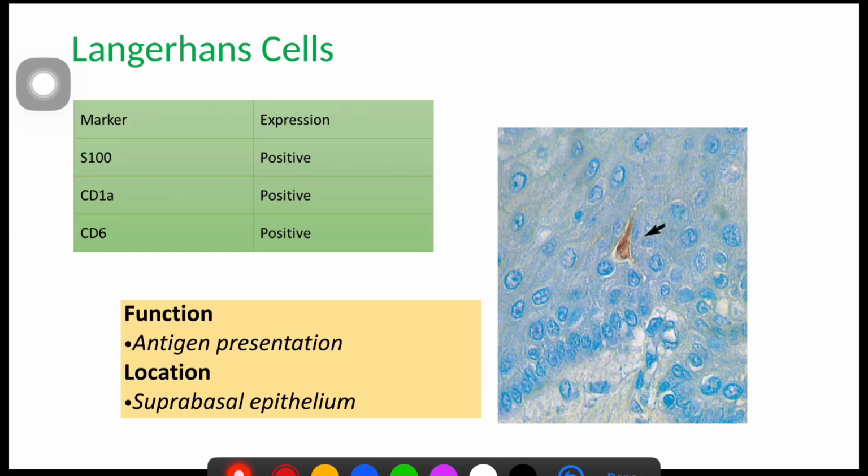Now, Langerhans cells. Langerhans cells are antigen presenting cells located in the suprabasal layer, and they are S100 positive, CD1a and CD6 positive.